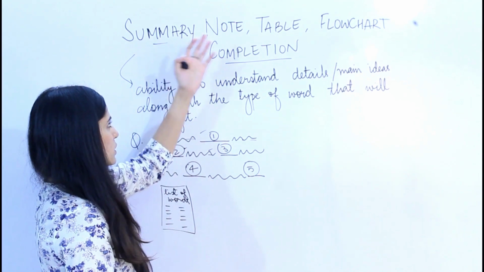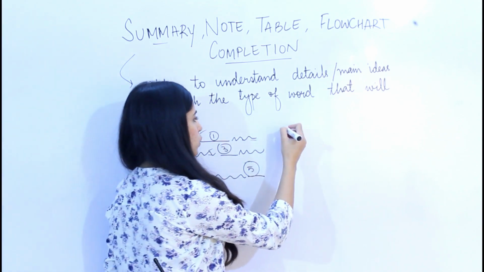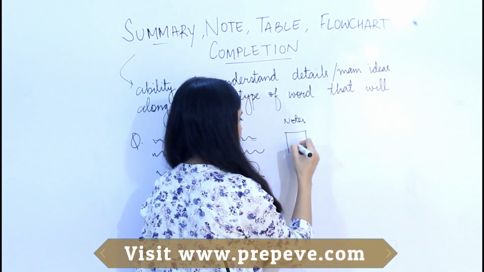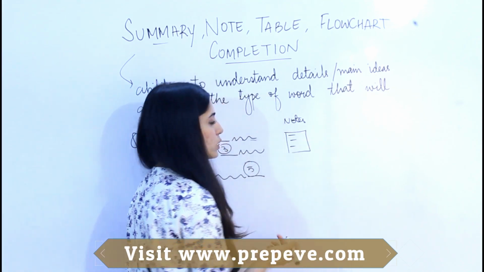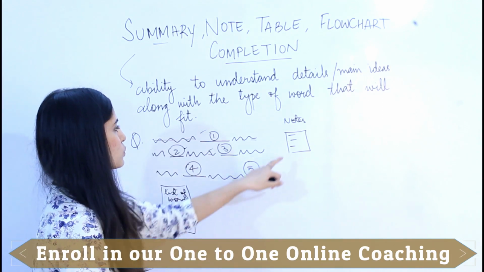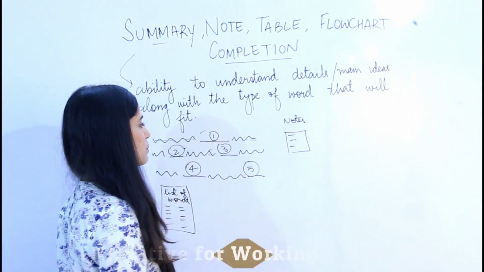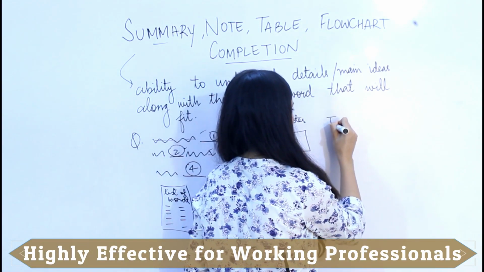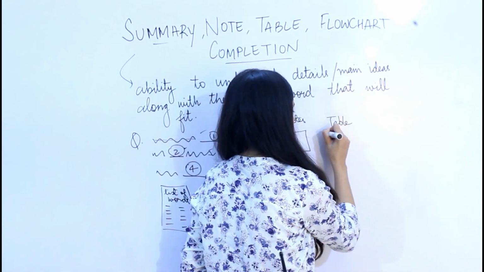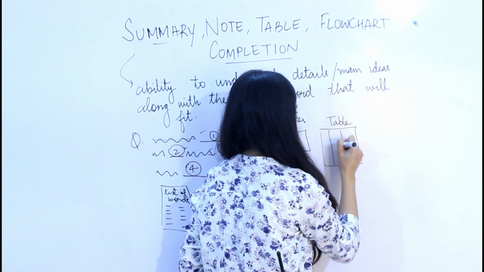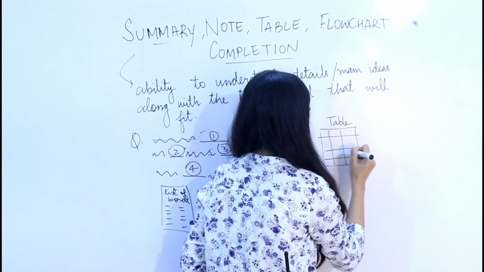Similarly, note completion would have notes in them. So they would give you notes. So they would be notes and you have to complete those notes. So these would be shorthand writings and you have to answer them. In case of table, the same thing would be written in a tabular format. So there must be a table with columns and rows, and you have to tell what each one of them would have in.